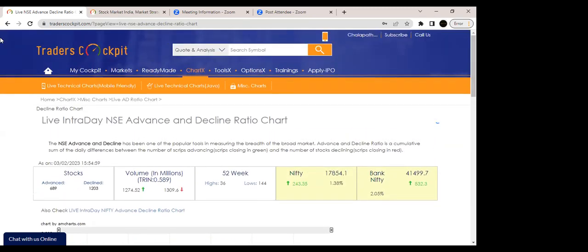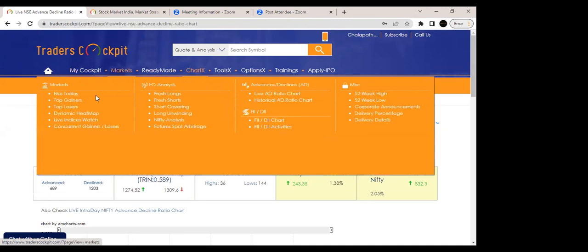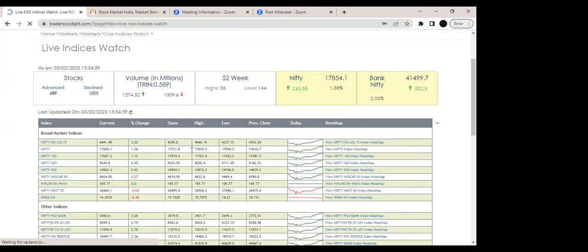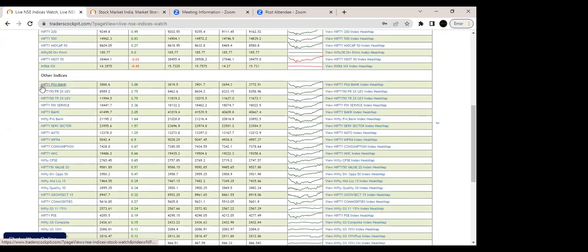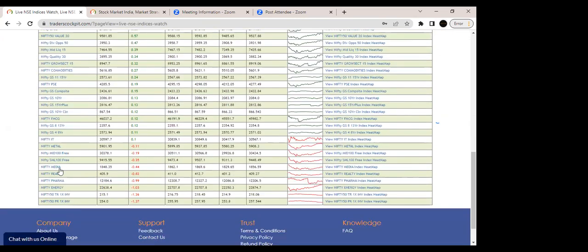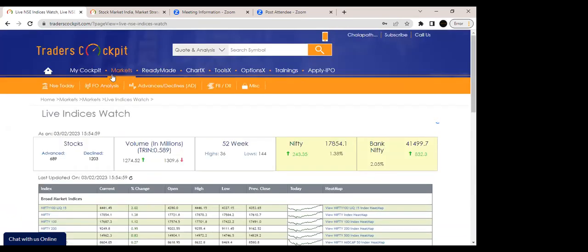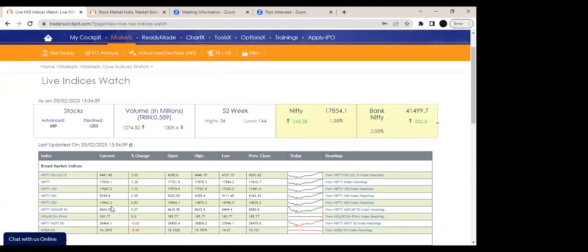After understanding market direction, what we can do is see which are the top gaining indices. If you go to market segment and click on live indices watch here, as you can see, what is the top gaining and top losing. Nifty PSU Bank is having a 3% gain in the overall day, which is the highest, the top gainer index. The top loser indices we can see here are Nifty Media, Nifty Pharma, and Nifty Energy, which lost 1.03%. This is the top losing index in the overall market segments. Like that, we can understand that Nifty Energy is losing, it's bleeding.